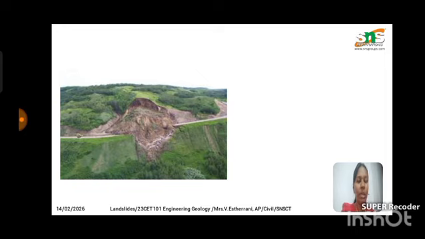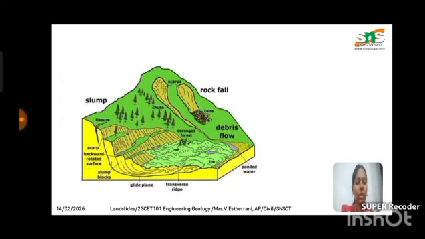These types of landslides are happening nowadays, mainly due to rainfall in heavy rainfall areas. Next one is the landslides. In this picture we can see the debris flow from the top of the land to the pond area due to the gravitational movement of the rock surface.